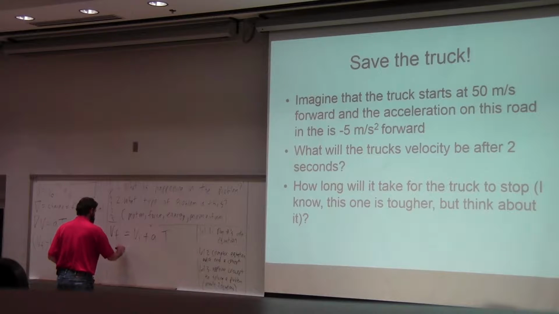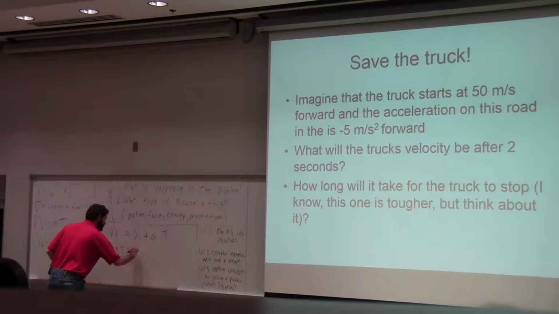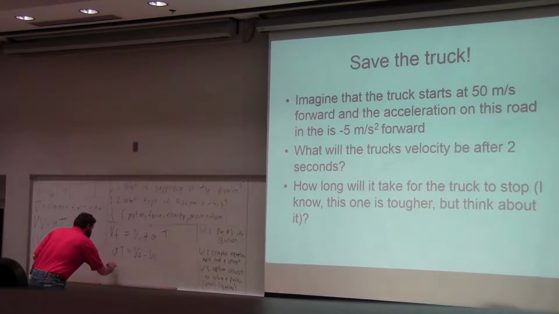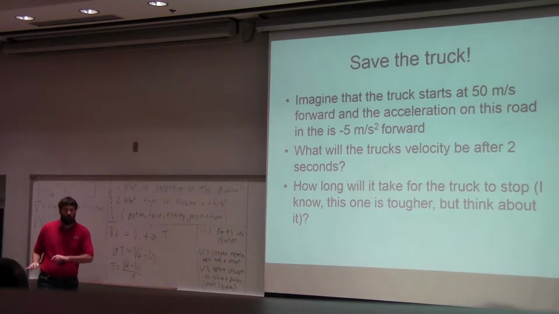So acceleration times time equals v final minus v initial. And that means, I should write this a little bigger. I forget that the camcorder is in the back of the room. So acceleration times time equals v final minus v initial. To solve for time, I divide by a, and so my time is going to equal v final minus v initial divided by my acceleration. Now it's always important to use final minus initial.